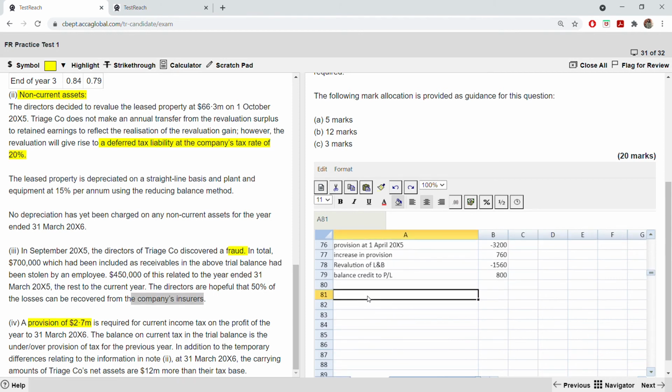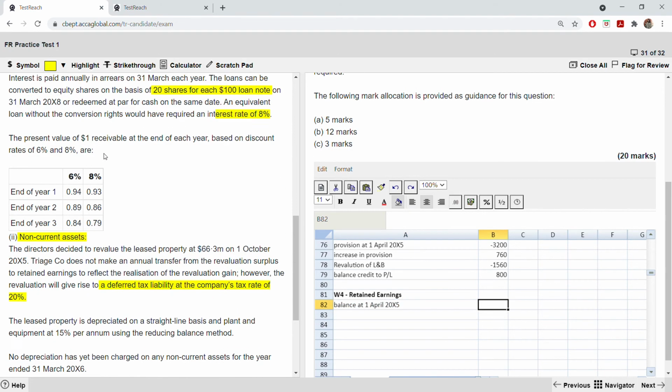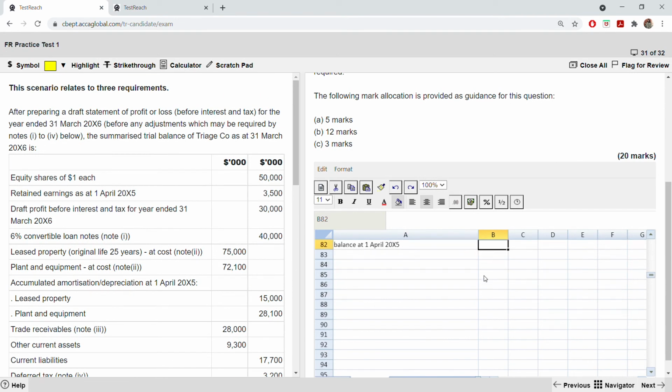So working for retained earnings. What was the balance at 1st April 2005? You always have to start with the opening balance. What was the balance? You will get it from the trial balance. Just look at retained earnings. It is 3,500.